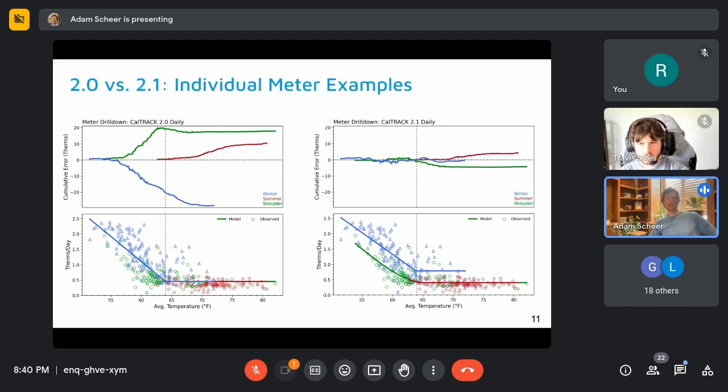But we do need to take the progress that we've made. The biggest problem in the Caltrack daily model for a long time has been seasonal bias in gas meters specifically. One of our big focuses here was making sure that we solved that problem. But it's not a perfect model.